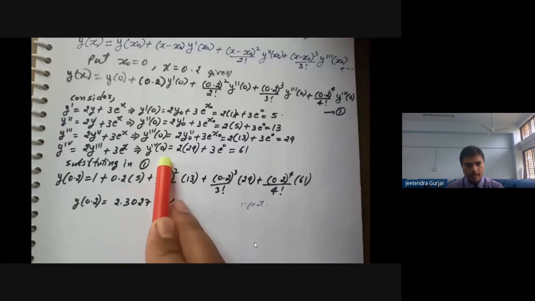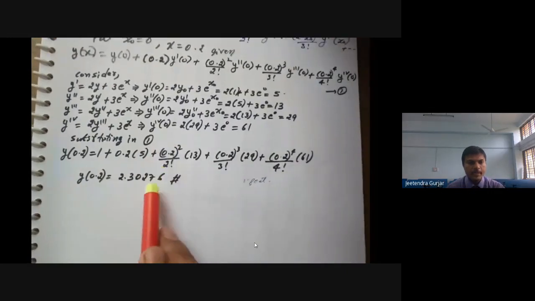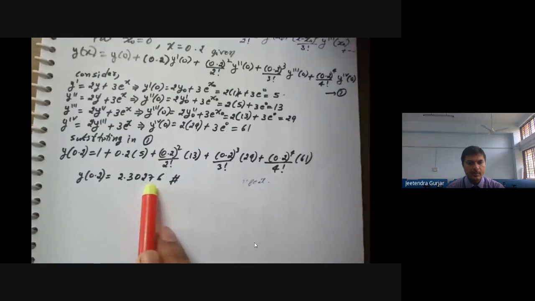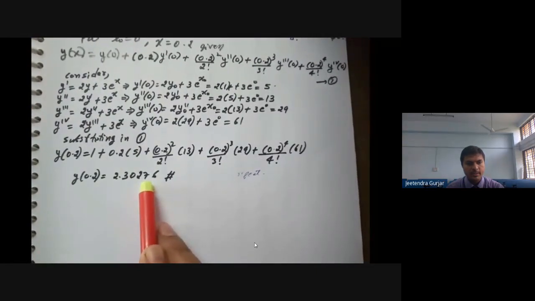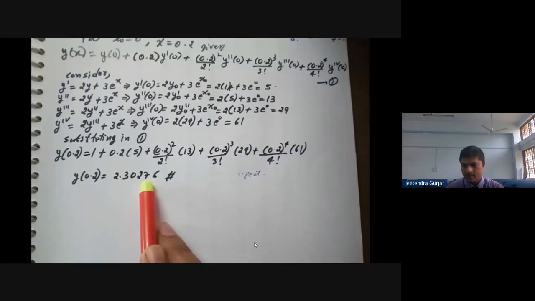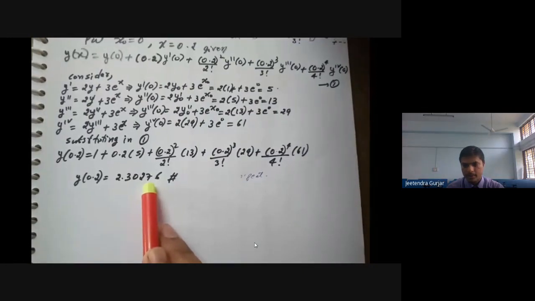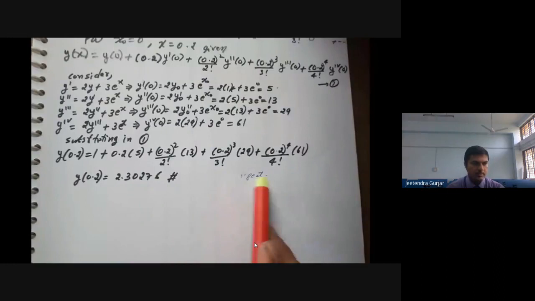So every time you are going to go for the differentiation, then we get y', y'', y''', y raised to 4. Substitute in the Taylor series expansion all the values, then you are going to get the answer y of 0.2 is equal to 2.30276. Is it clear, students? So like this you have to practice and be ready.